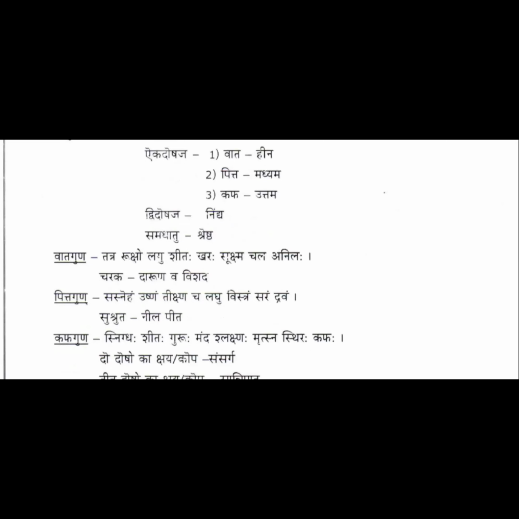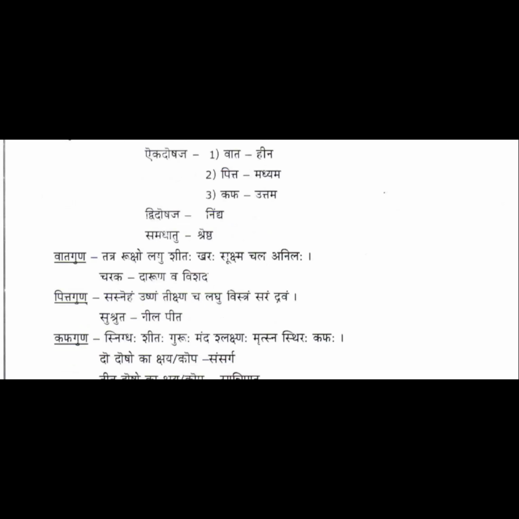Then coming to Vata Gunas, you have all learned these shlokas by heart. Ruksha, Laghu, Shita, Khara, Sukshma, Chala are the gunas of Vata. And Charaka has specifically included Daruna and Vishada Guna. Apart from these 6 gunas, the number of gunas told is 6, and Daruna and Vishada are the extra gunas added by Charaka.